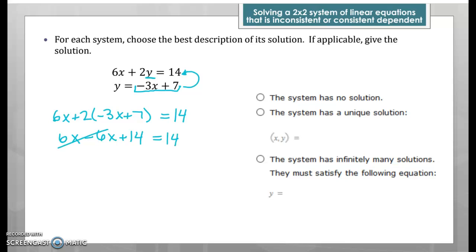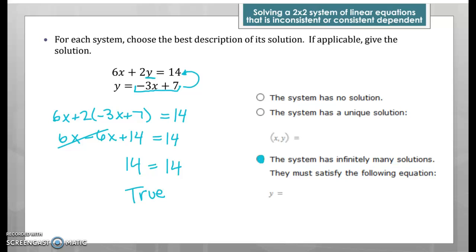6x minus 6x is 0. So I end up getting 14 equals 14. Is that true or is that false? That's a true statement. So I don't get x equals something. I just end up getting a true statement with all of my variables canceled. So because I have a true statement, this means these two equations are the same line, and they have infinitely many solutions because they end up lying on top of each other.